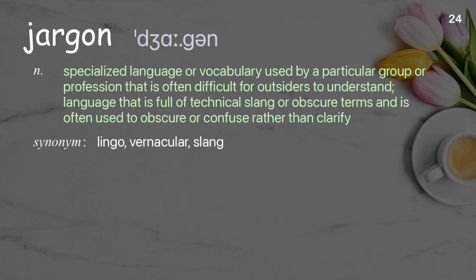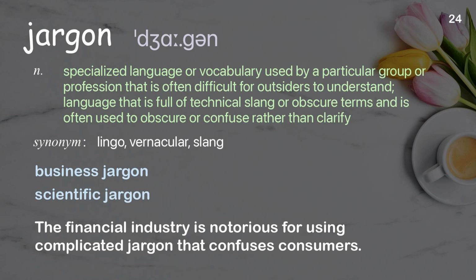Jargon. Specialized language or vocabulary used by a particular group or profession that is often difficult for outsiders to understand. Language that is full of technical slang or obscure terms, and is often used to obscure or confuse rather than clarify. Examples: Business jargon. Scientific jargon. The financial industry is notorious for using complicated jargon that confuses consumers.